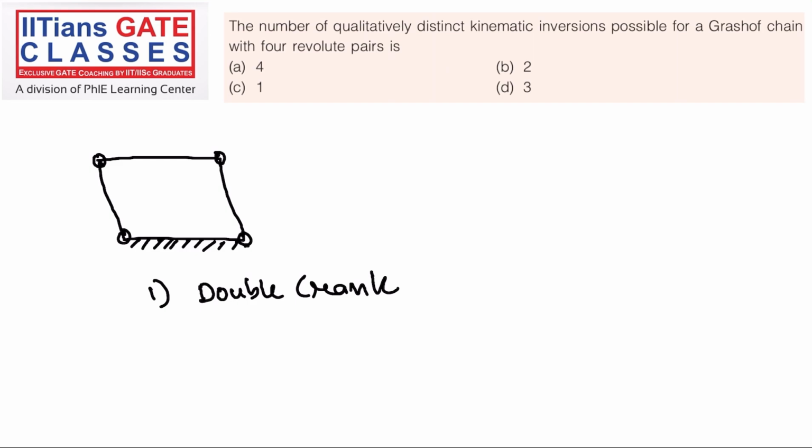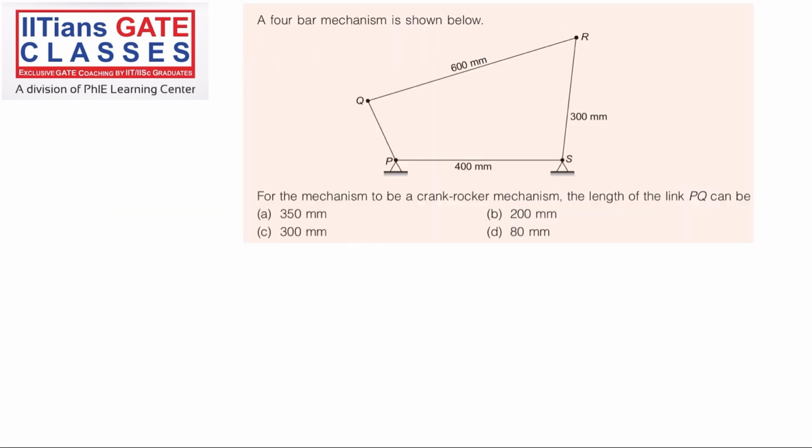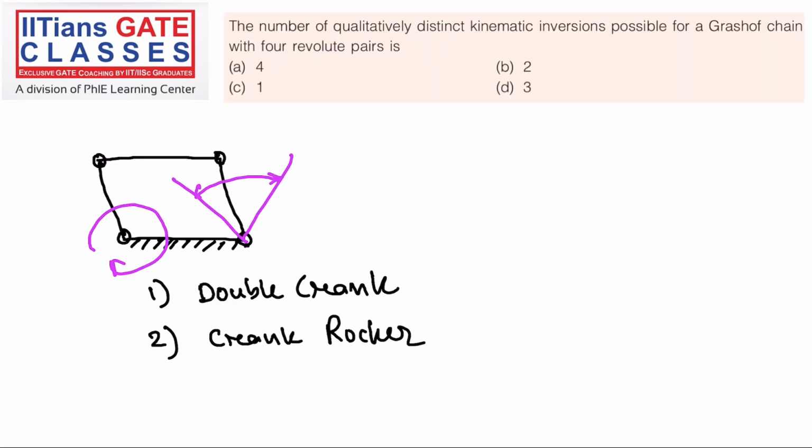The next is crank rocker. What do we mean by crank rocker? One of the links, either the input or the output, is having continuous motion, full revolution. The other link is only having a rocking motion, that is a to and fro motion.